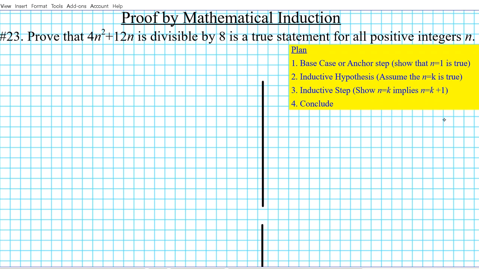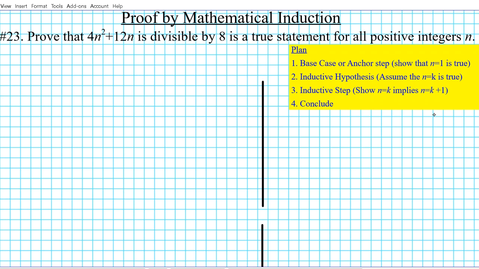Alrighty, the plan of attack is in the yellow box to the right. That's what we're going to be following. Let's go over that real quick. First of all, we're going to state what the base case is. We're going to show that the base case is true, basically showing that the statement holds for n equals 1, since that's the first positive integer.